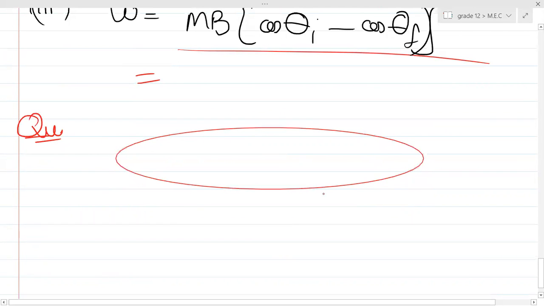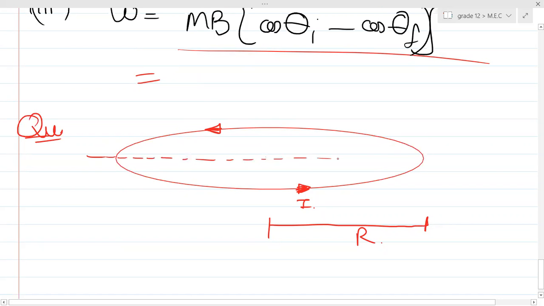Guys, can you see a bigger coil? It's a very big coil, of radius capital R and current capital I. The current in it is going in what direction? As seen from top, anti-clockwise, right? Yes or no? Yes, sir. Now, this is basically the axis of the bigger coil. Can you see the axis of the bigger coil?